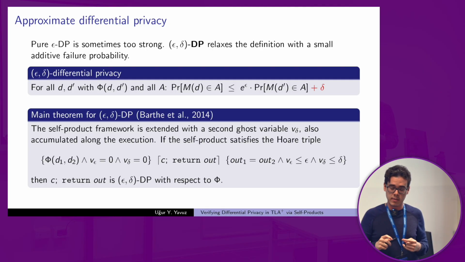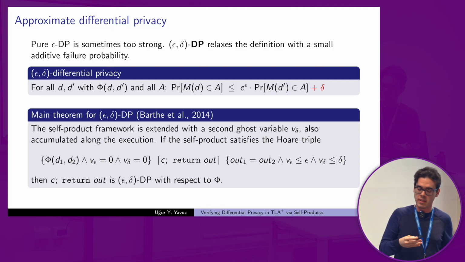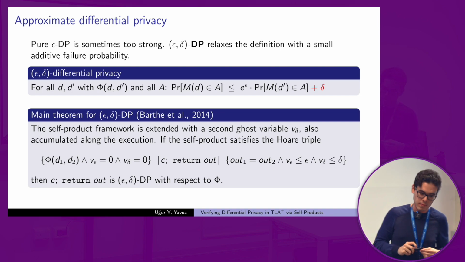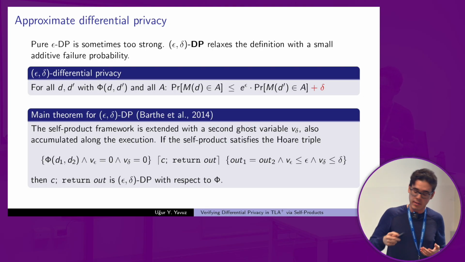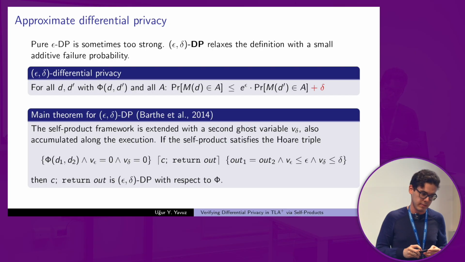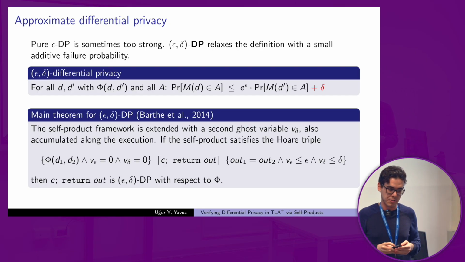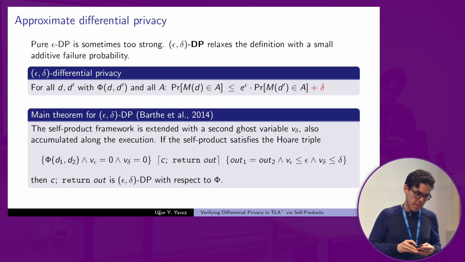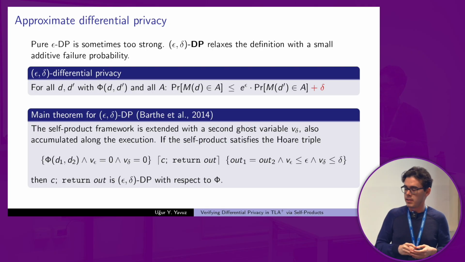And the inequality that you end up with is almost identical as before. Intuitively, with probability at most delta, this privacy guarantee that we have is allowed to fail with this modification. Barthe and colleagues then extend the self-product framework to handle approximate differential privacy by introducing a second ghost variable that they call v delta, which is also accumulated along the execution.